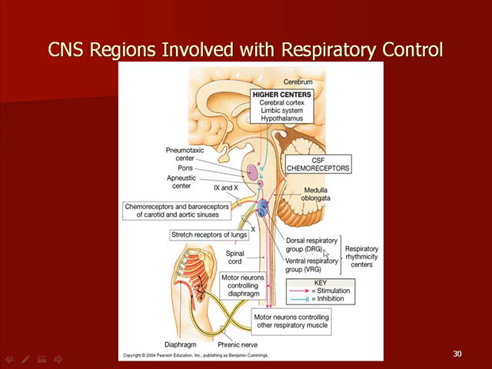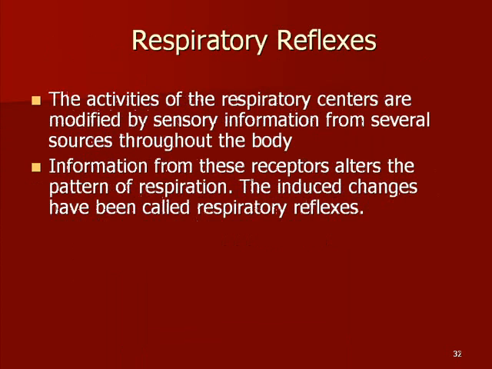I would expect you to understand and note the location of the dorsal respiratory group and the ventral respiratory group, again controlling respiratory rhythmicity centers. You should also appreciate the higher centers located in the cerebral cortex, the limbic system, and the hypothalamus. This will help you later on when we discuss the neurological system as well.